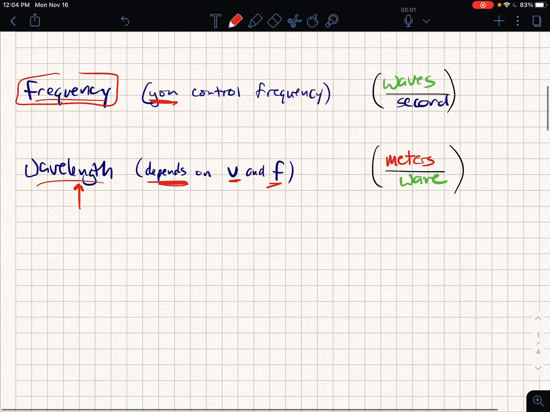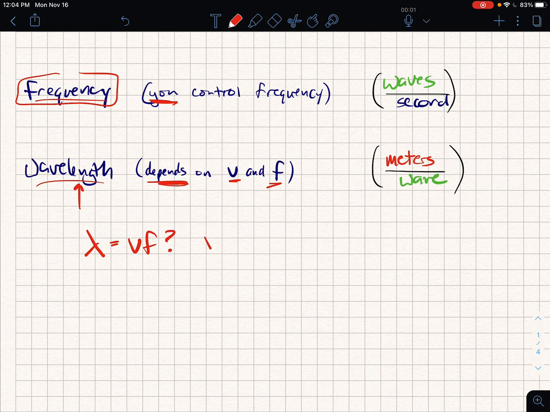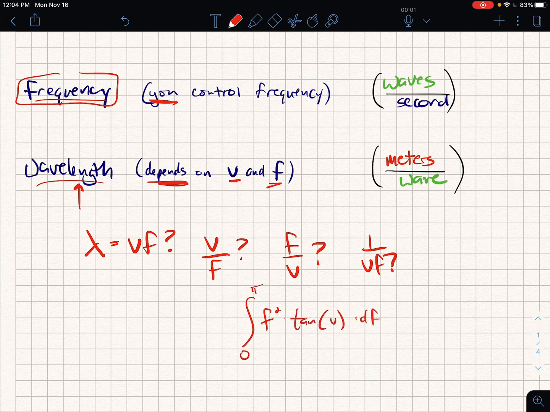And so what I want to do is have an equation for wavelength based on the other two. So it might say something like wavelength is velocity times frequency, or maybe it's velocity divided by frequency, maybe it's frequency over velocity, maybe it's 1 over both of them, maybe it's the integral of frequency squared times the tangent of velocity df from 0 to pi over 2. Yeah, probably not that one. You guys don't know integral calculus yet, so no, it's not going to be that one. But it's probably going to be one of these forms right here, and we're going to use unit conversion to figure it out.